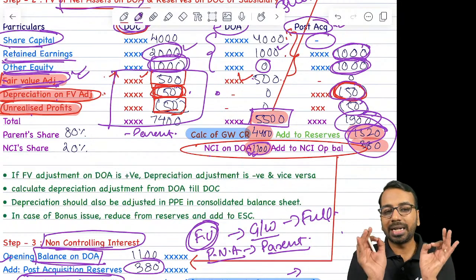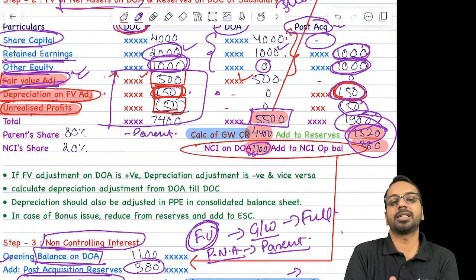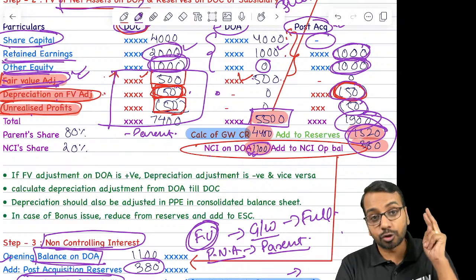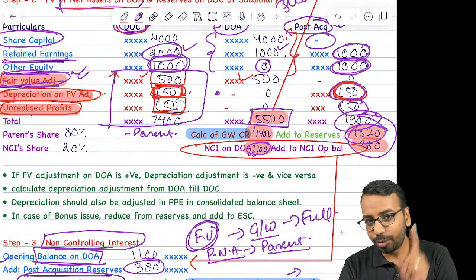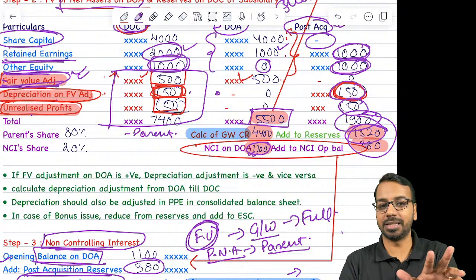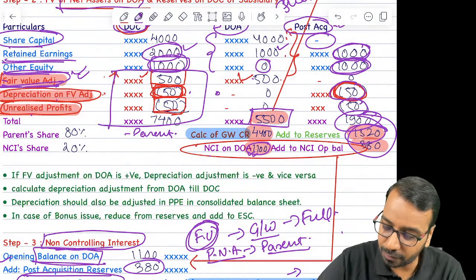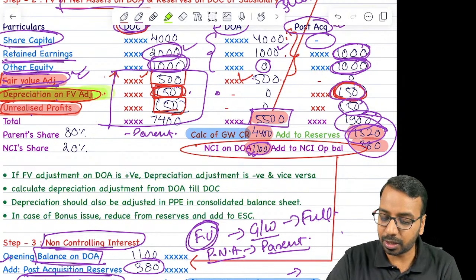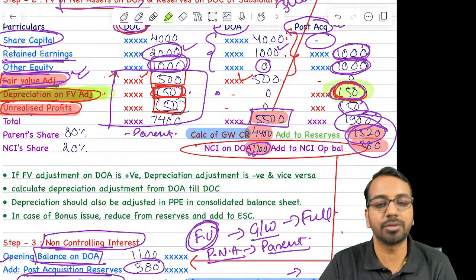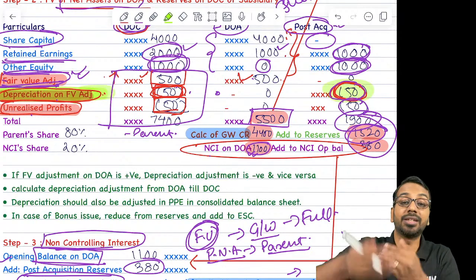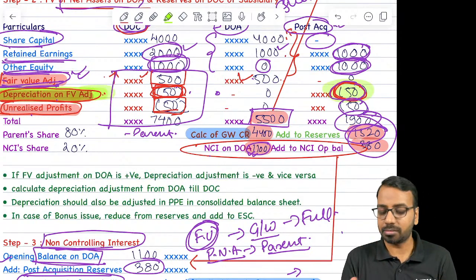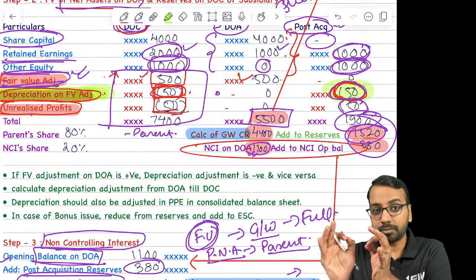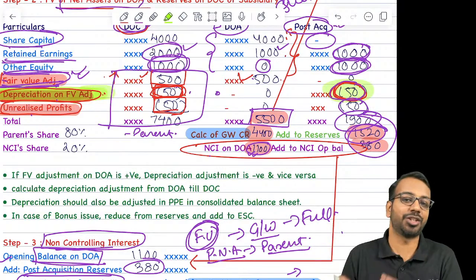One tip that I can give you is, all the adjustments that you do as working notes should have some impact on the balance sheet, and you should do the impact at two places. If you remember this, your work is very easy. For example, depreciation on fair value adjustment: one adjustment is post acquisition profit, the second adjustment is to reduce it from the PPE. So once you do this, there is no problem at all as far as the computation or preparation of the balance sheet is concerned.